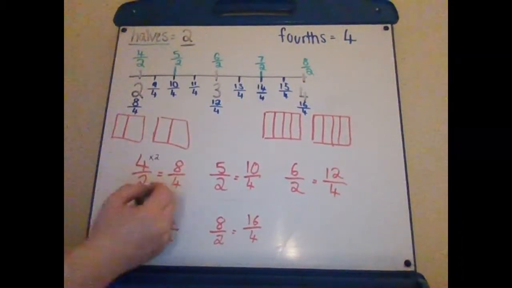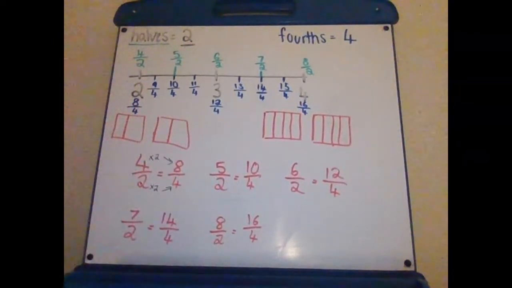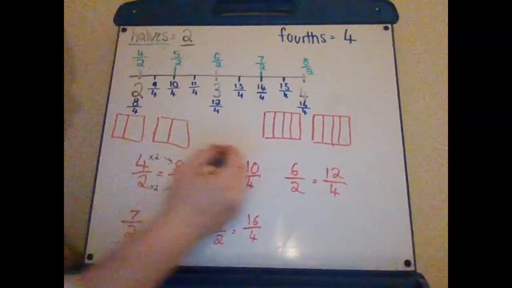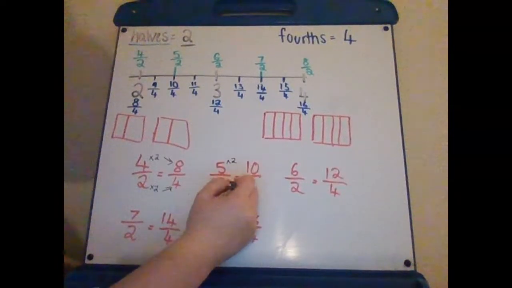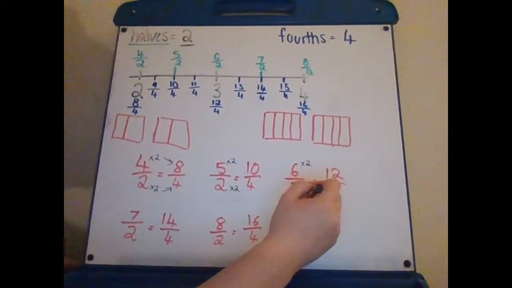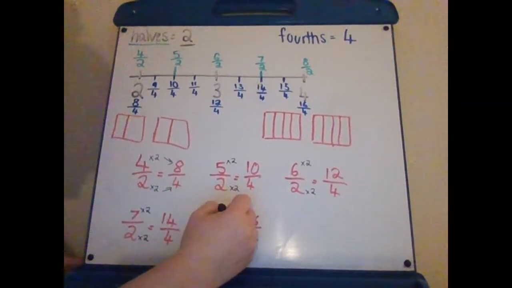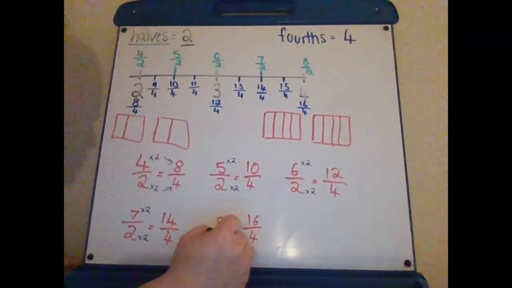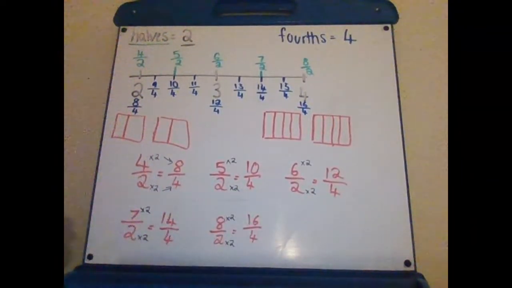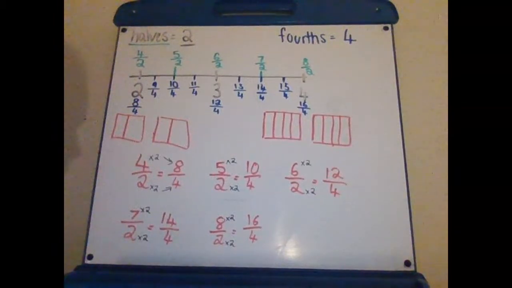4 times 2 is 8. So that matches up. 2 times 2 is 4. Okay? Same thing all the way around. 5 times 2 is 10. 2 times 2 is 4. 6 times 2 is 12. 2 times 2 is 4. 7 times 2 is 14. 2 times 2 is 4. 8 times 2 is 16. And 2 times 2 is 4. So if you double the fractions, top and bottom, numerator and denominator, you will get equivalent fractions.